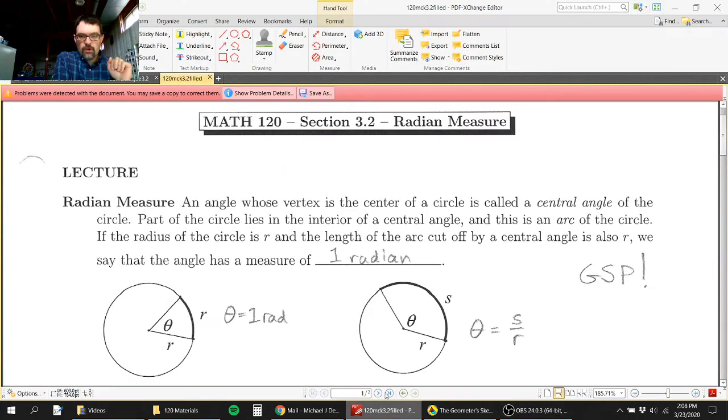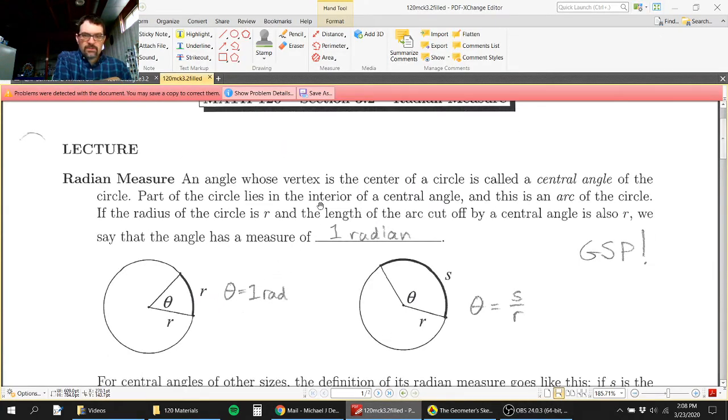So on the 3.2 notes, filling some things in, we start off with the definition that we just talked about. Here's the picture. The angle you get when this arc is r, matching the radius r, that's 1 radian. And for any other angle, the measurement works out as a ratio: you take whatever this arc length s is and divide it by the radius. So when s is equal to the radius, you get 1 radian. When s is smaller than r or bigger than r, you get different angle measurements. That's how a radian is defined.